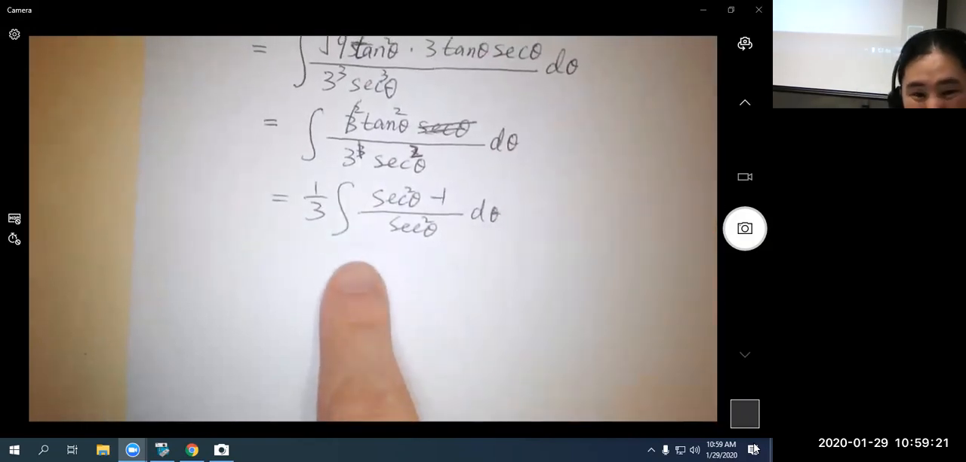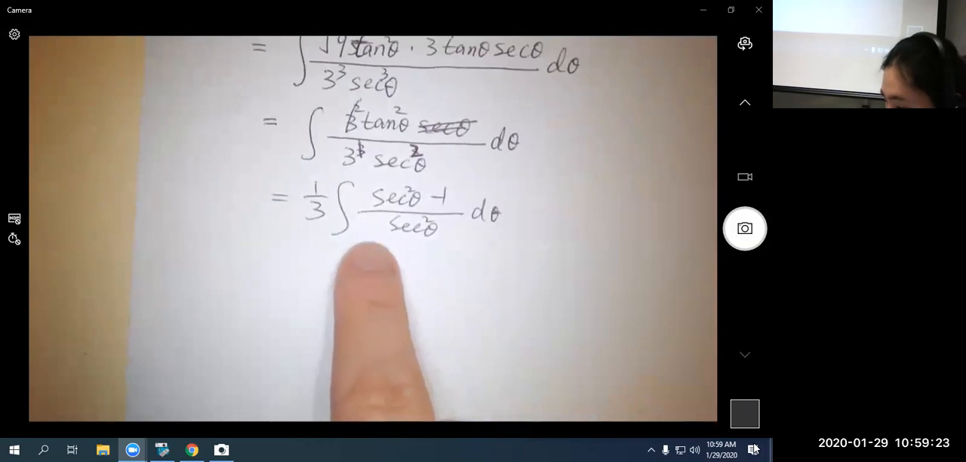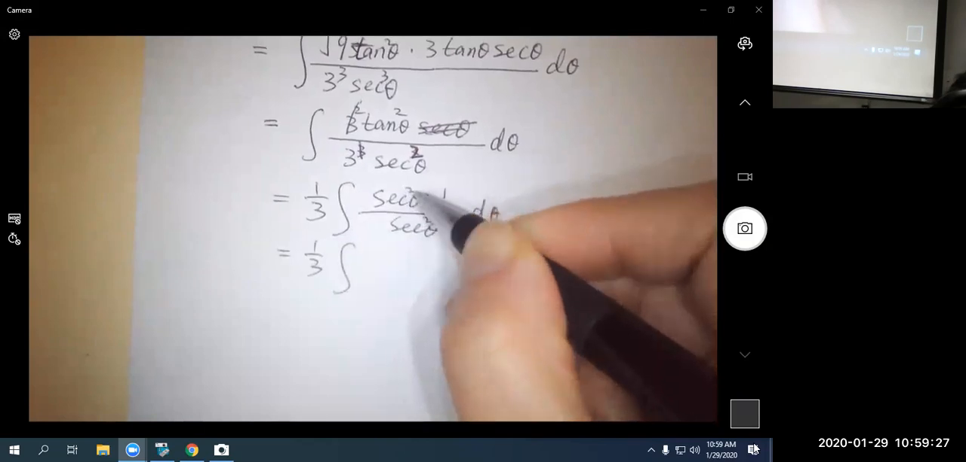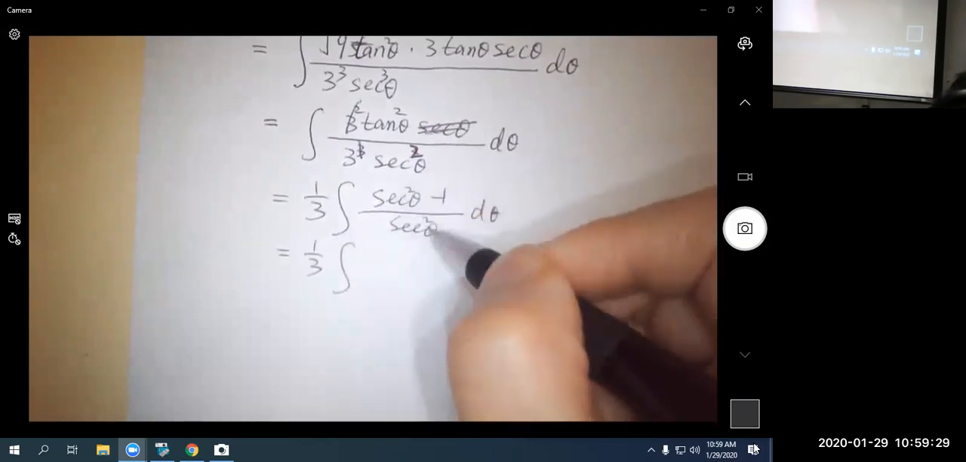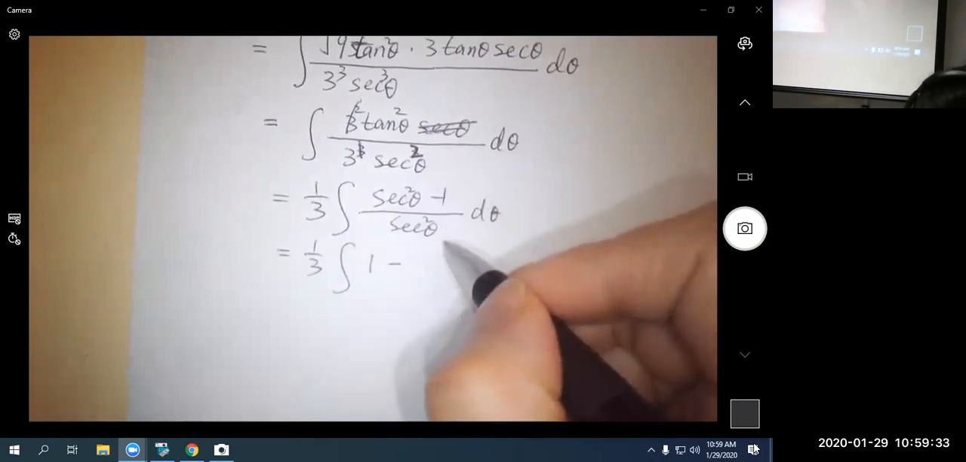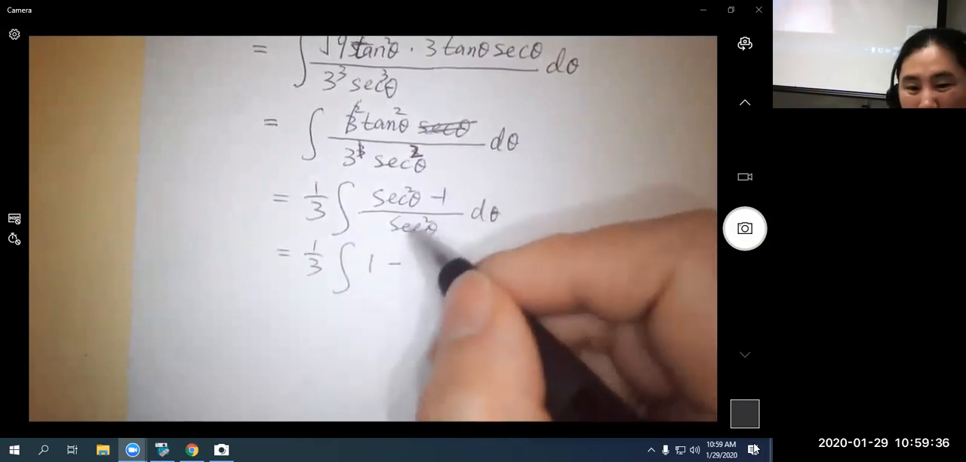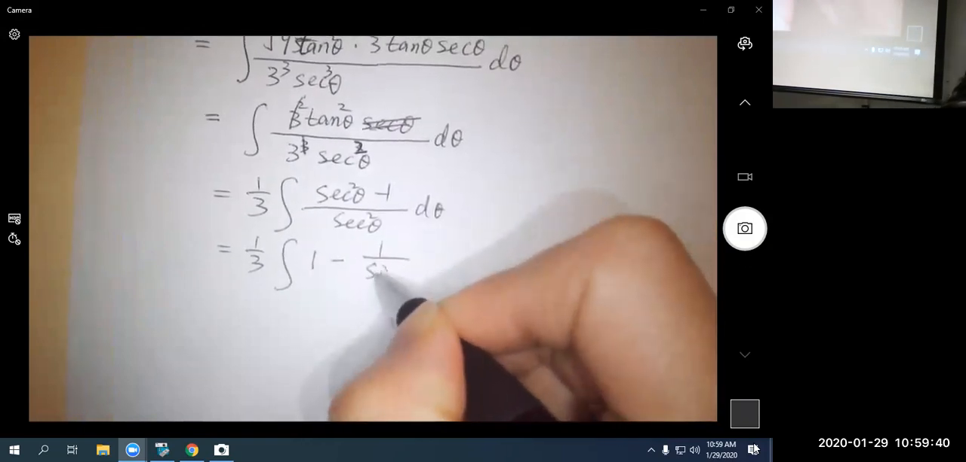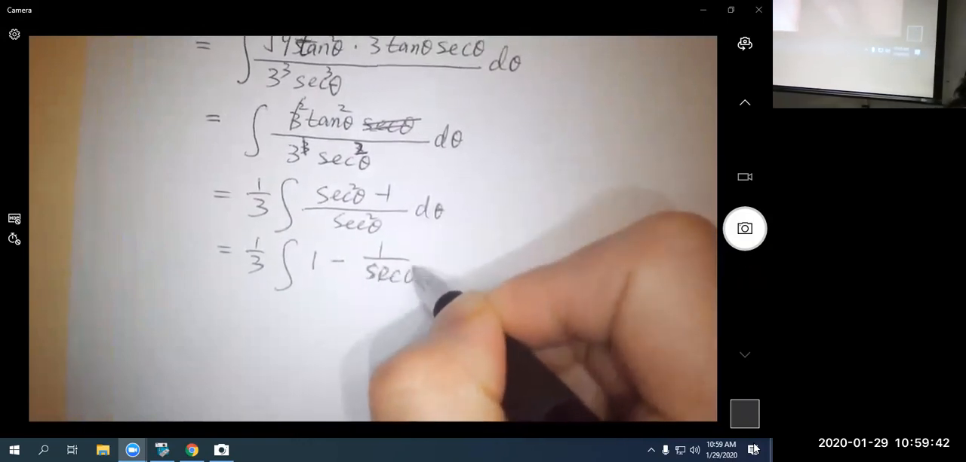Yeah, all right. So this is 1/3. Secant over secant is what? 1 minus, what's 1 over secant? Yeah, I'm going to write one more step because I don't want some of you guys confused.